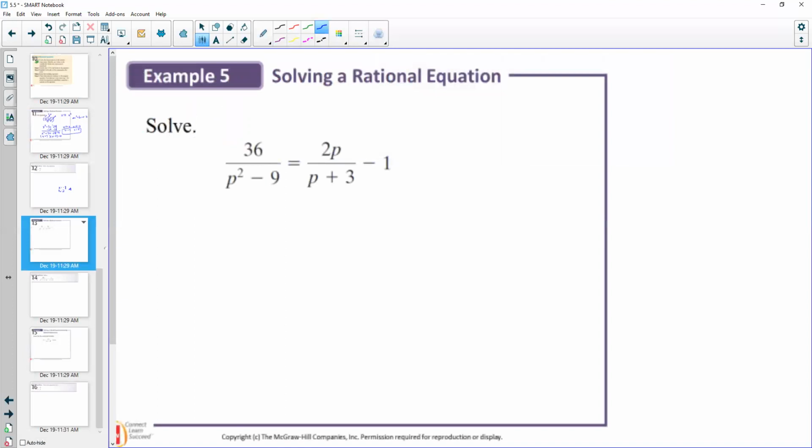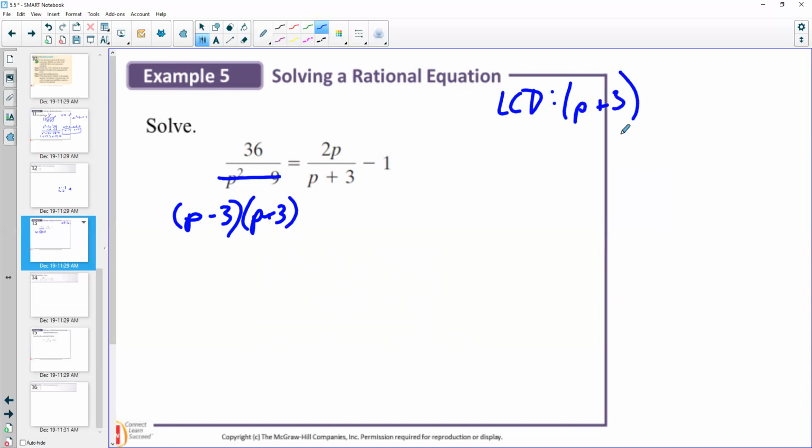All right, let's try a harder one. There's definitely some stuff to factor here, right? So let's do that. This needs to be factored. It needs the difference of squares, so p minus 3, p plus 3. So now look at the denominators. What does that mean the least common denominator is? Well, I have a p plus 3 in 2 places. I have to use that. And I have to include the p minus 3. So that is my least common denominator.